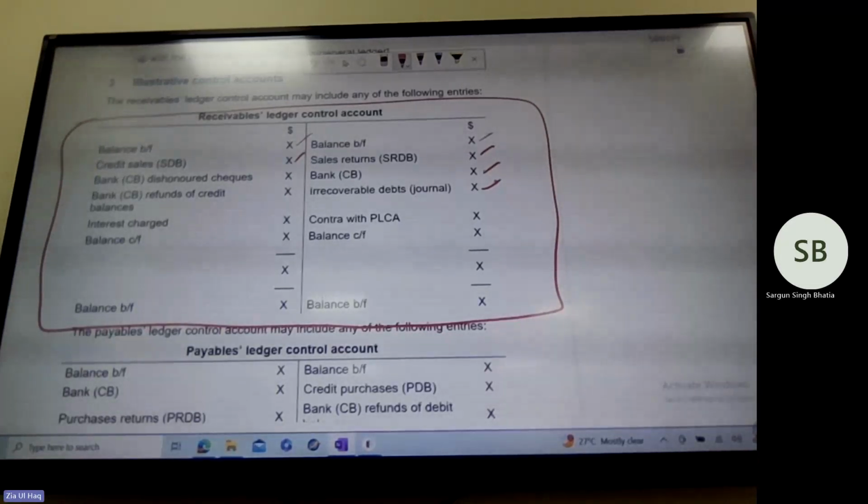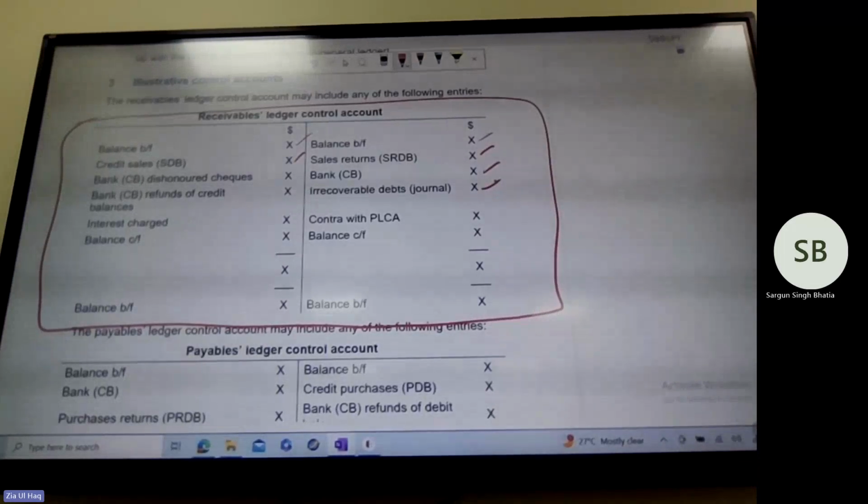Sometimes we receive a check from the customer. When we receive a check from the customer, we make the entry: bank debit, cash debit, receivable credit. But if we deposit the check into the bank, that check may become dishonored. Why? The customer account has no balance for that check. So first, when we received the check, we made the entry cash debit, receivable credit. This means that a check has been dishonored. This means the balance is still due from that customer.